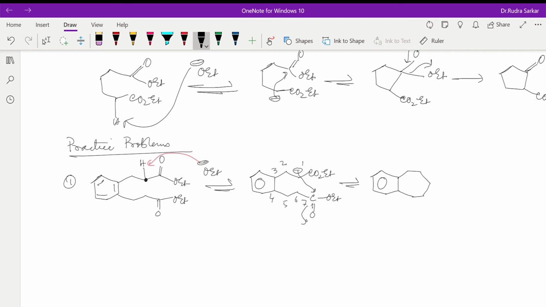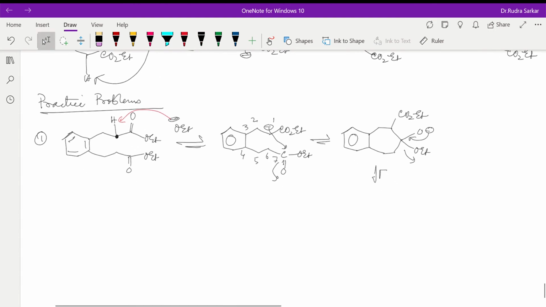So suppose this is your CO2ET. That will be your O minus. That will be your OET. So this comes back. That will go away. That means your product over here will be something like this. Sorry. Again, a beta ketoester. Okay.